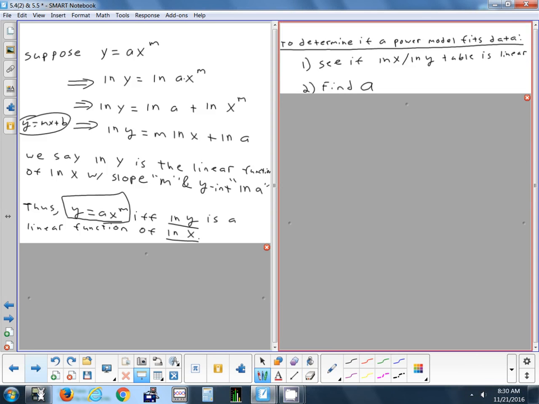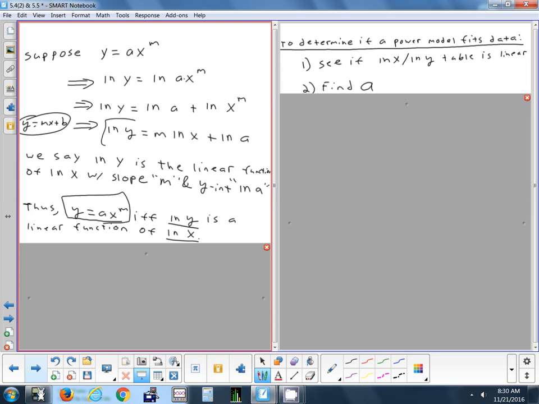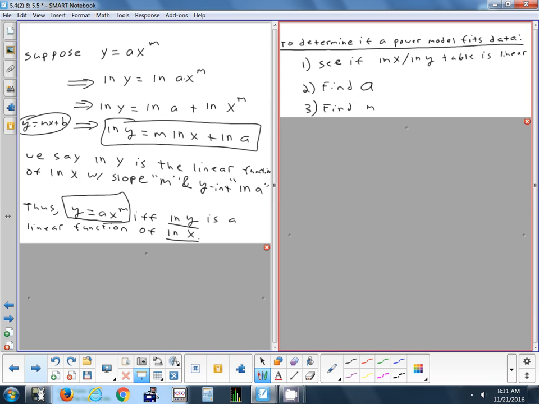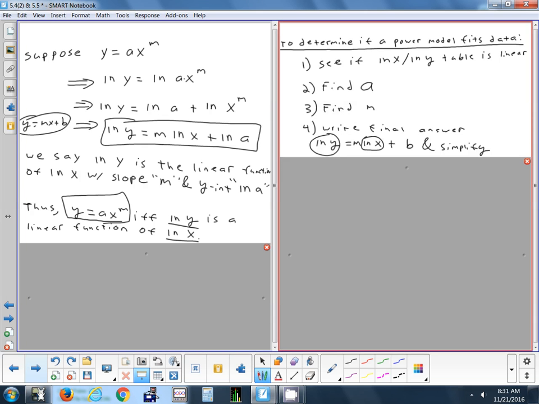And then once we know a power model is the correct thing to use, we'll find A first, and we're going to use that equation to do it. And once we have A, then we find M. And again, we can use that equation to do it. And then we just write our final answer, filling in for A and for M.